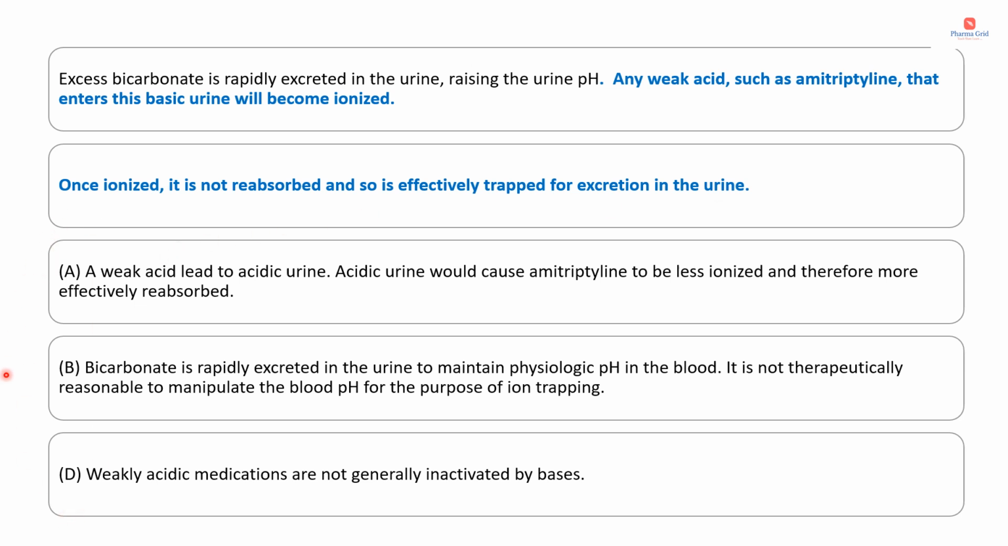Then let's check out the other options also. A weak acid leads to acidic urine. Acidic urine would cause amitriptyline to be less ionized and therefore more effectively reabsorbed. Then, bicarbonate is rapidly excreted in the urine to maintain physiologic pH in the blood. It is not therapeutically reasonable to manipulate the blood pH for the purpose of ion trapping. And the D option is also wrong because weakly acidic medications are not generally inactivated by bases.